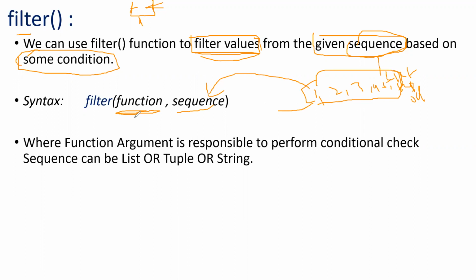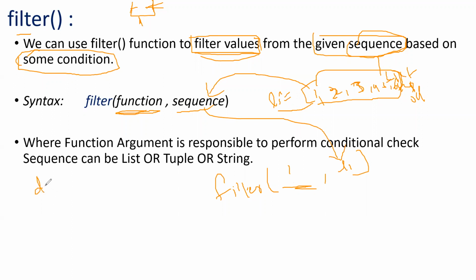A condition-based function. For example, if I want to find odd numbers using filter, what is the sequence? This is 1, 2, 3, 4, 5, 6. Let's take up to 6. Let's name this list li. This is the sequence. Now we need to apply the condition. What is the condition we are going to use, or what is the condition-based function we are going to write?